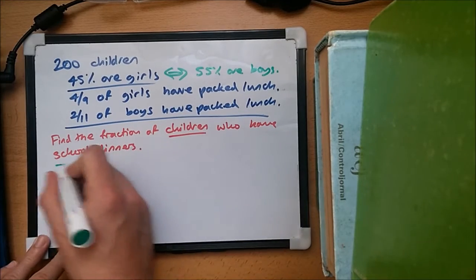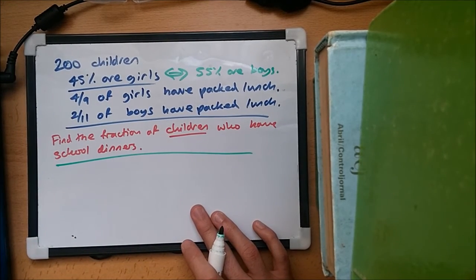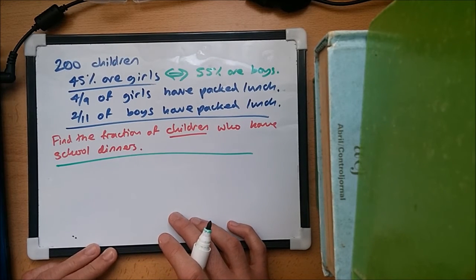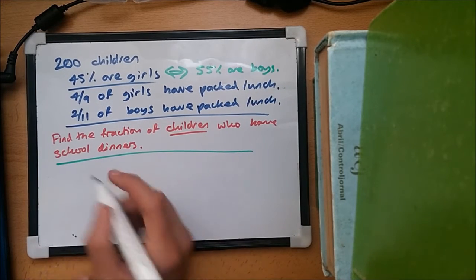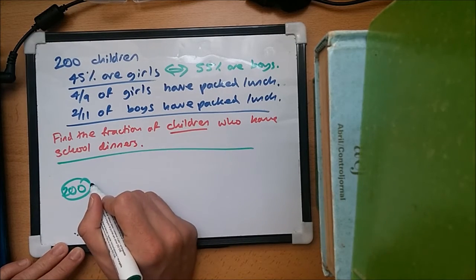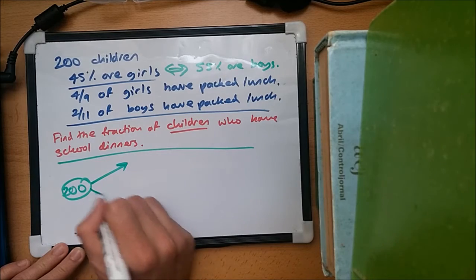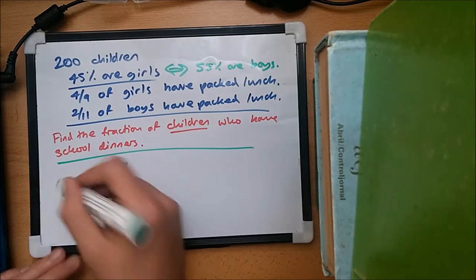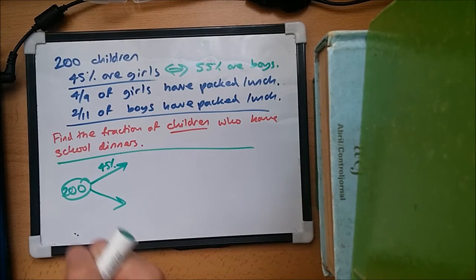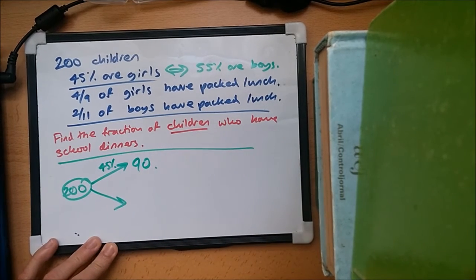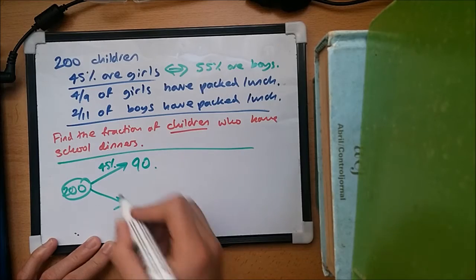So how do we do this now? First we need to take all the information we have at face value. I always start with a kind of spider diagram, which is really useful. So we start with 200 children. This is the main thing. We need to break it into roots. We know that 45% are girls and 55% are boys. So let's find 45% of 200. On a calculator, we type 45% times 200, and this would give you 90. And the other amount, 55% of 200, which is the boys.